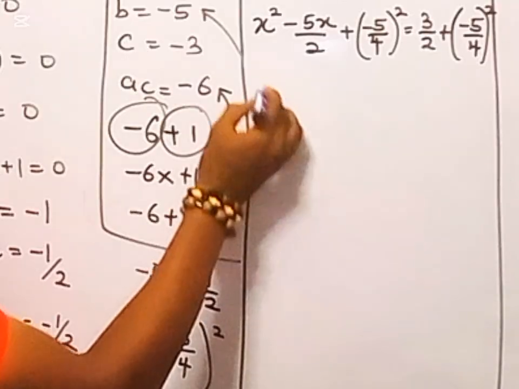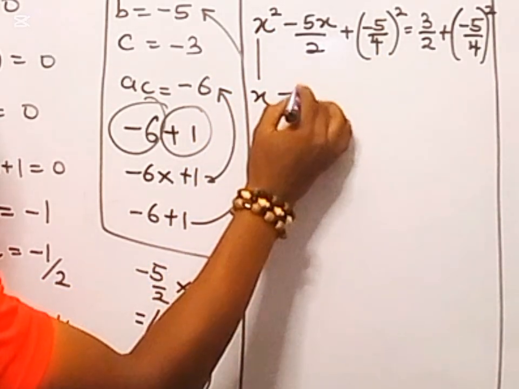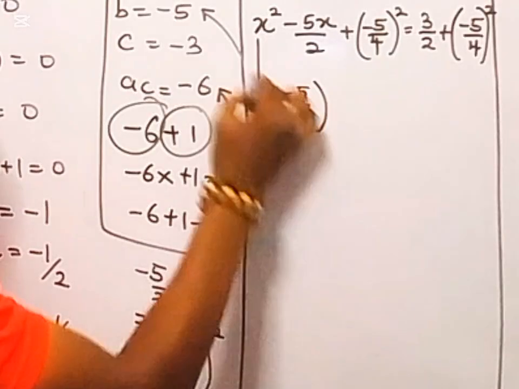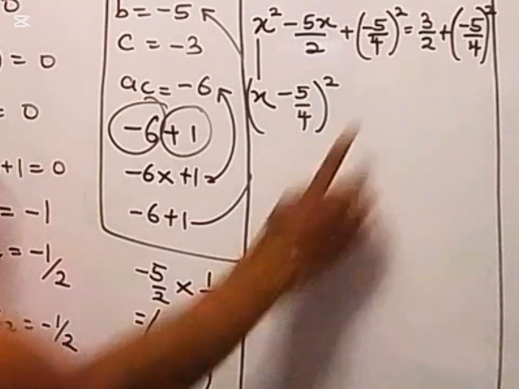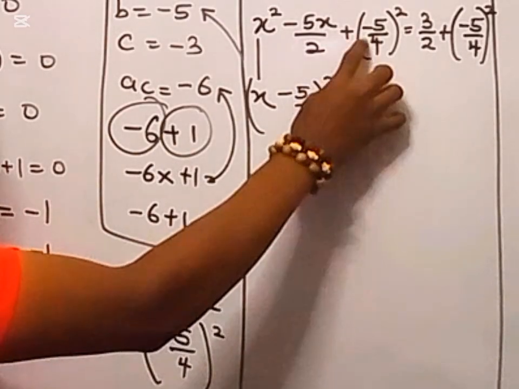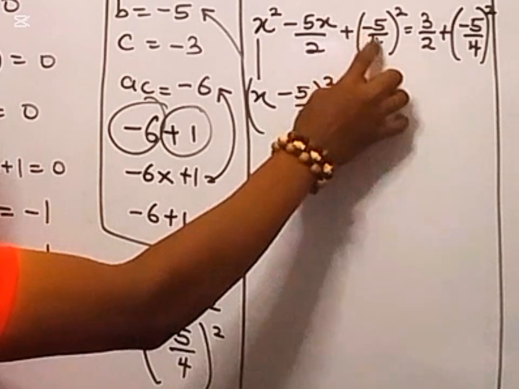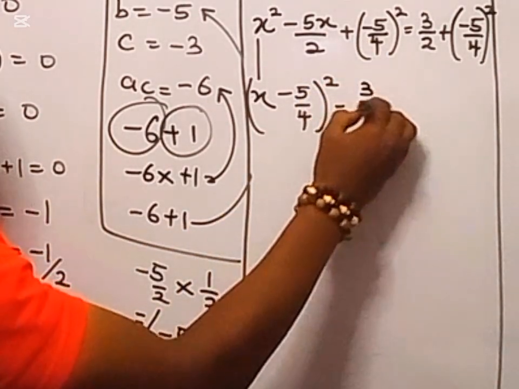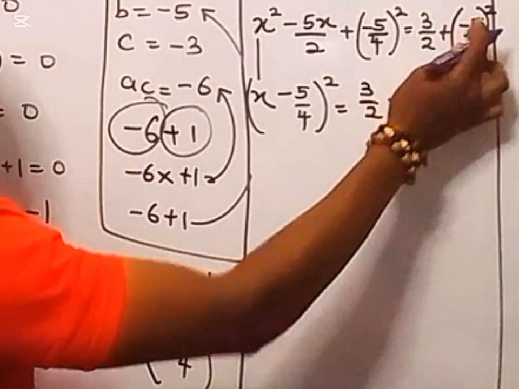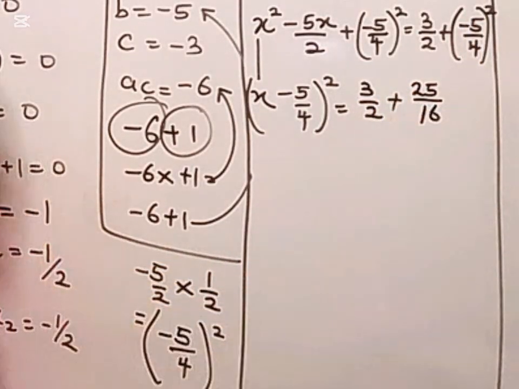This can be factorized by bringing x down. What is inside this bracket is minus 5 over 4 all squared. Please be very careful when you are doing the completing the square method. When you reach this point, always take the sign and the number that is inside the bracket. So me, I'm taking minus 5 over 4. So this is equal to 3 over 2 plus minus 5 squared, which is 25, over 4 squared, which is 16. So this is what I have.